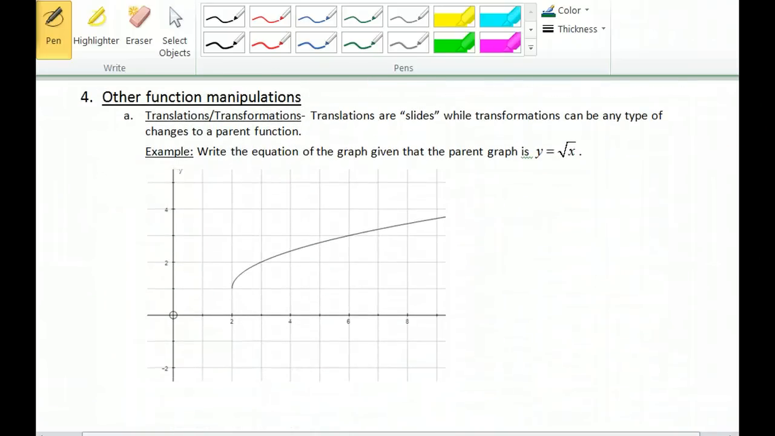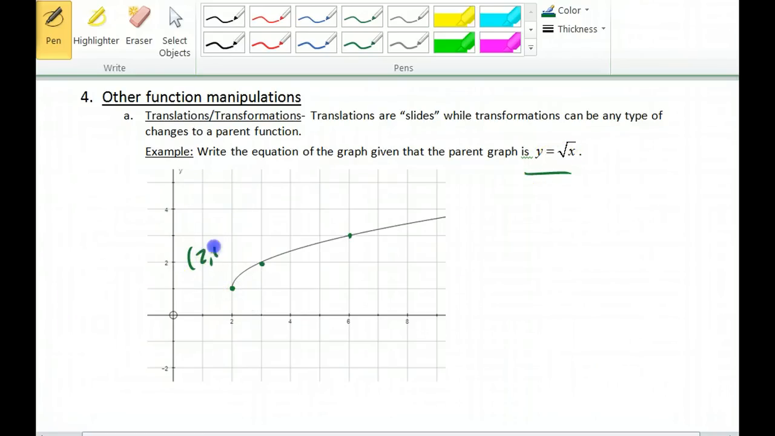All right, then other function manipulations, translations, transformations. Translations are slides, and transformations can be any type of change. So a translation is a transformation. So write the equation given that this parent graph is y equals square root of x. Now it looks like it's the same shape as a normal sideways parabola. If I go up 1 over 1, up 2 over 4, yeah, that seems like a normal shape. So I don't think I did any scale change on this. All I did was change to this new vertex.